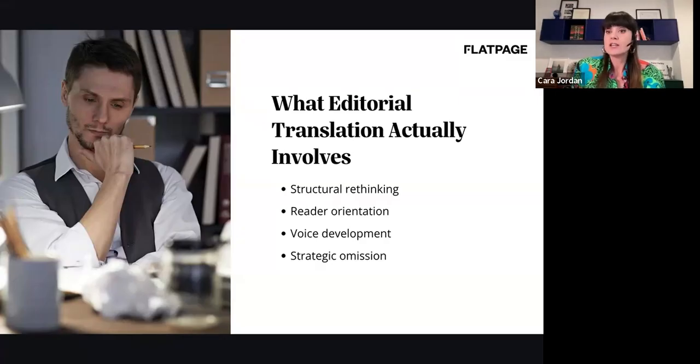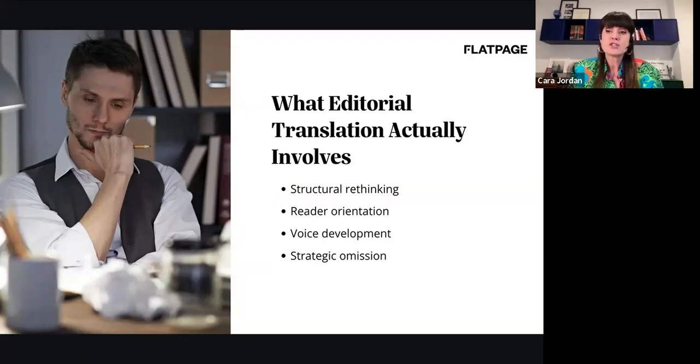Reader orientation means thinking deliberately about how a reader enters the book and moves through it. How are they introduced to the problem? How are they reminded of where they are? How are they guided when those ideas get really complex? Voice development isn't about tone polishing. Again, it's not line by line. It's about helping authors find a voice that can carry a reader through a long form argument or a story that remains confident and remains clear the entire time.